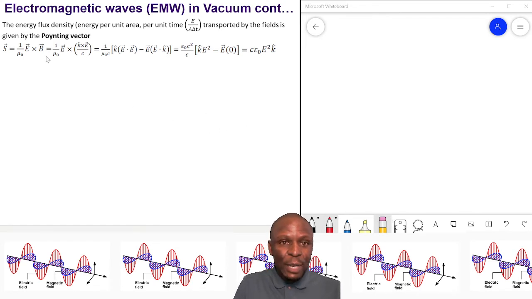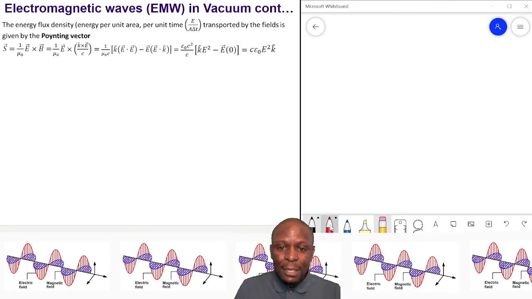Now, in that case, when I take E cross B, because I know what B is, B is given from the previous slides. We have just derived that from the Maxwell equations, conditions 3 and 4. This is given by that. And now this is given by E dot E and then E dot K. E dot E is nothing else but E squared. But now E dot K. Now remember, what is K?